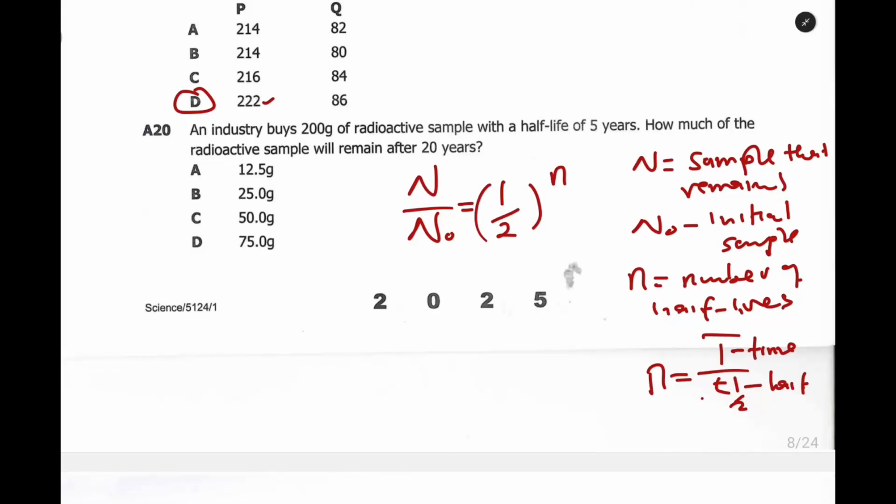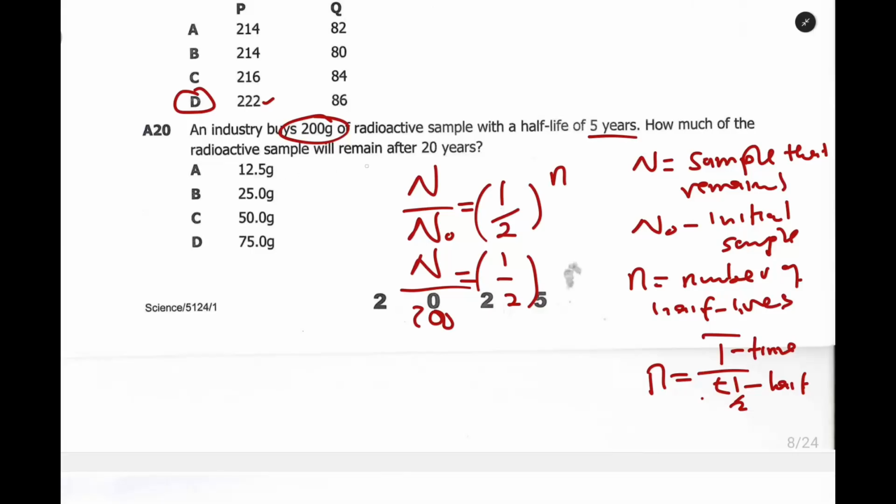So let us calculate. We want to find what remains. Do we have the initial? Look at the question: the industry buys. So initially it was 200 grams. So that is the initial, times 1 over 2. Now, n, we can find n. n is the period that elapsed. Look at this: radioactive sample with half-life. So half-life we already know is 5.